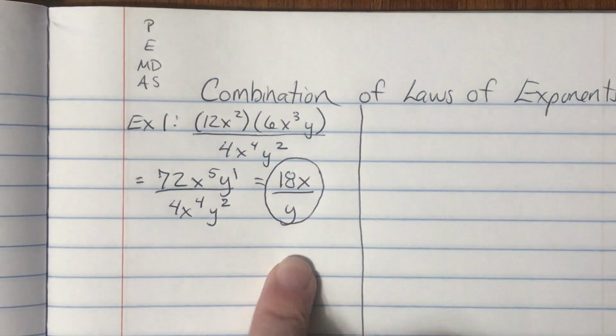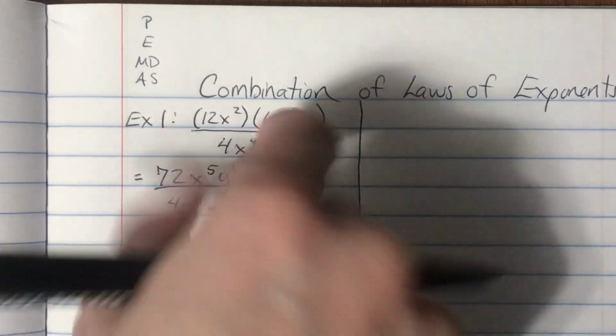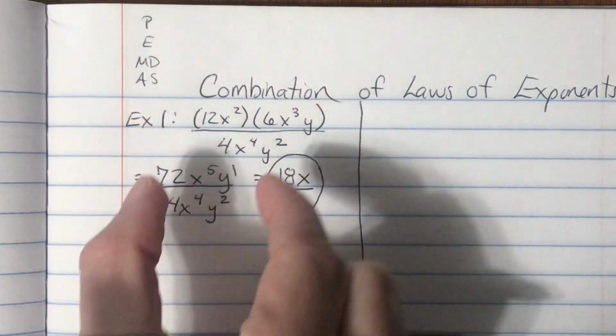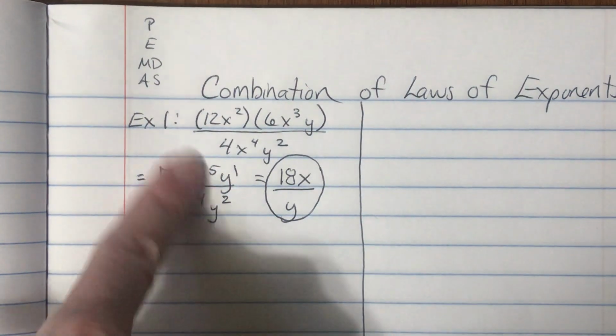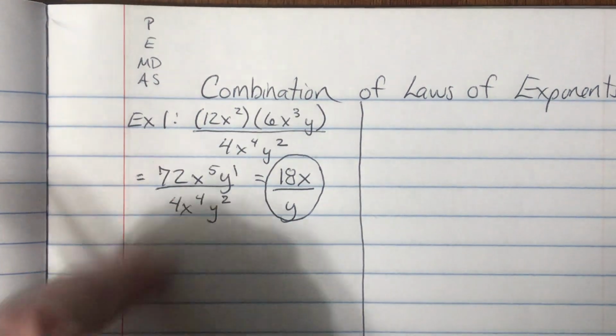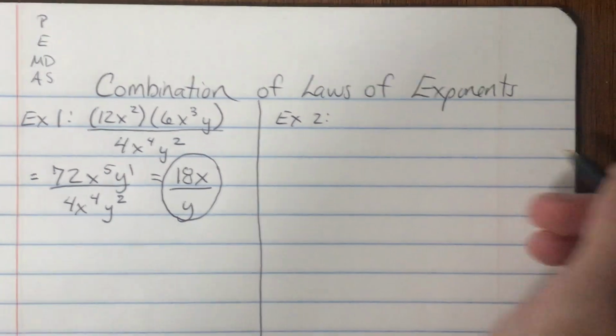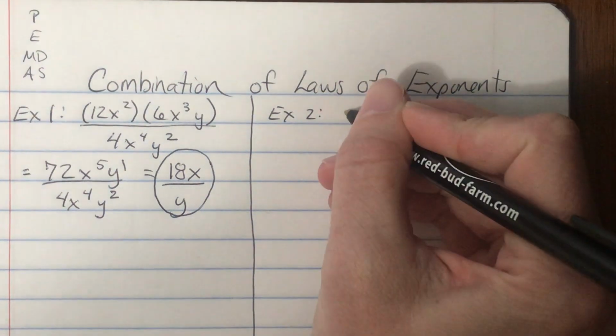And so notice how much simpler that looks than what we started out with. And notice again, we just sort of used order of operations rules to multiply everything on the top and then divide by simplifying, using our product rule by adding exponents and using our quotient rule by subtracting exponents. Okay? So that is the gist of what we're doing. Let's look at example number 2 where we have an exponent.